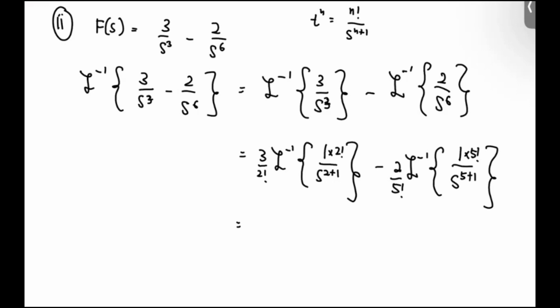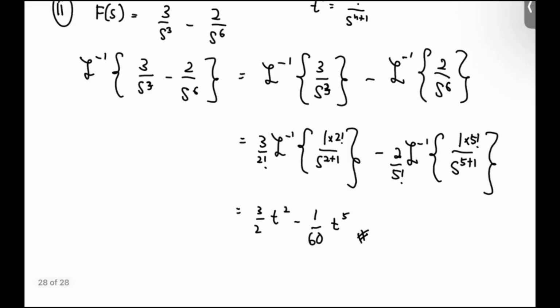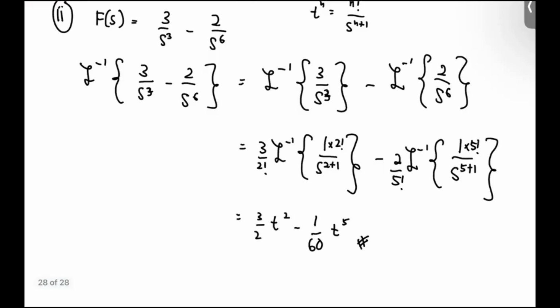So 3 over 2 factorial is 3 over 2. Here will be t to the power of 2, so t squared. 2 over 5 factorial is 1 over 60. So use your calculator, 1 over 60. Here will be t to the power of 5. So 3 over 2 t squared minus 1 over 60 t to the power of 5. So that is question number 2.